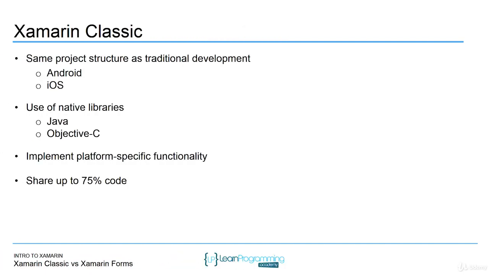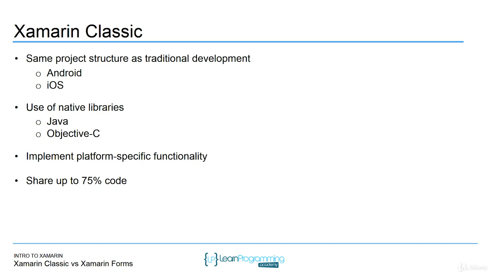So let's start talking about how can we identify a Xamarin Classic project. A Xamarin Classic project is going to have the same project structure as you would have in traditional development, and this applies for both Android and iOS. This means that you can bring your previous experience on either Android or iOS and feel right at home when you start using Xamarin Android or Xamarin iOS.